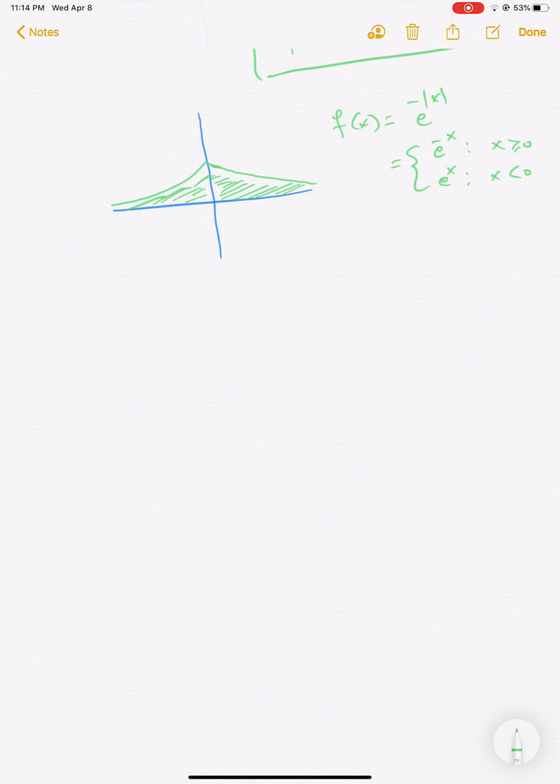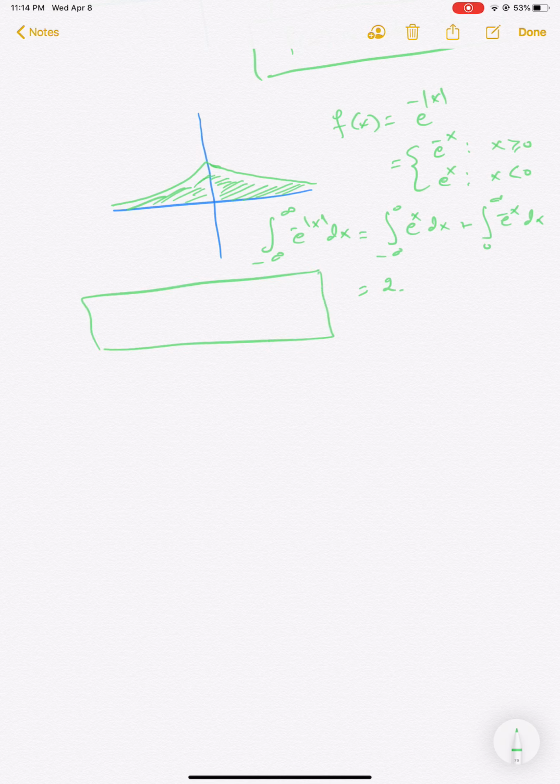If you compute the integral from negative infinity to infinity of e to the minus absolute value of x dx, which is from negative infinity to 0, then from 0 to infinity, this will be finite. In fact, this will be exactly 2. This will be 1 plus 1, which is 2, which is finite. So in this case, you say, okay, so the function e to the minus absolute value of x is absolutely integrable.